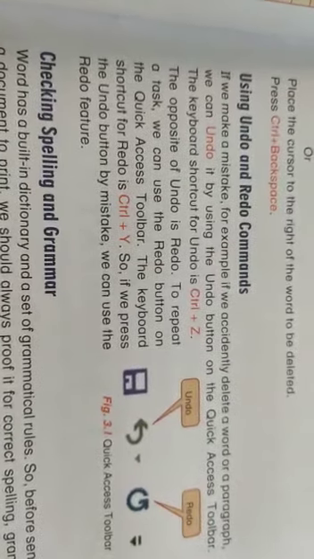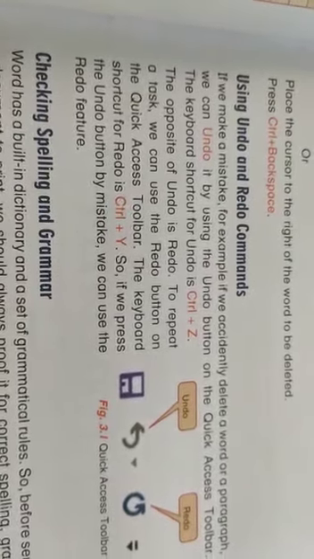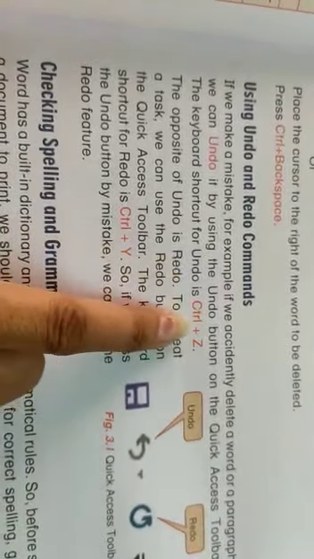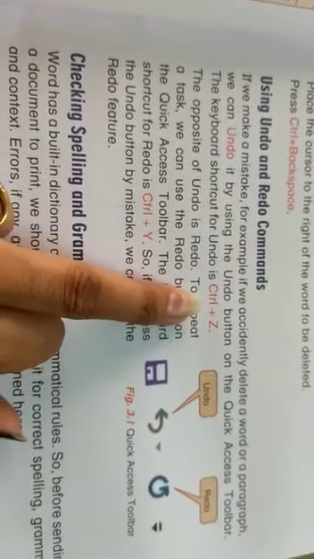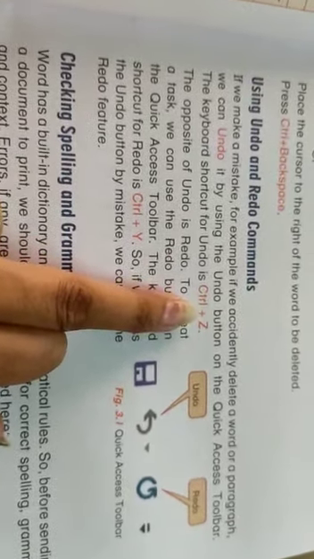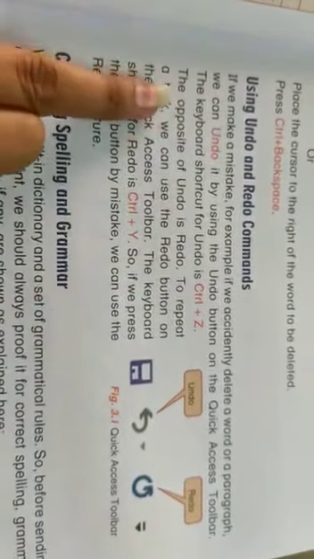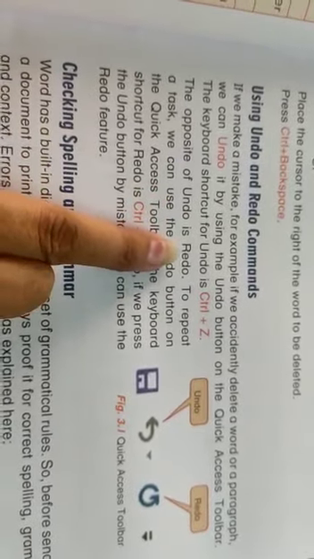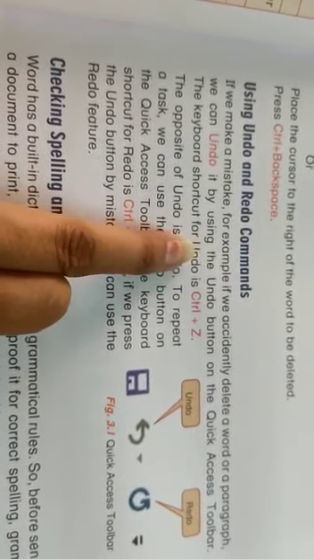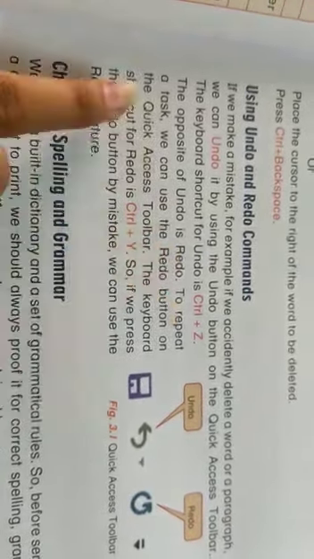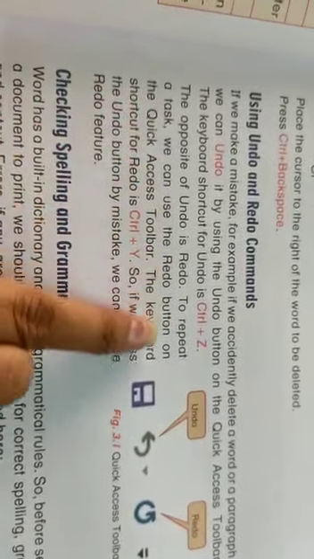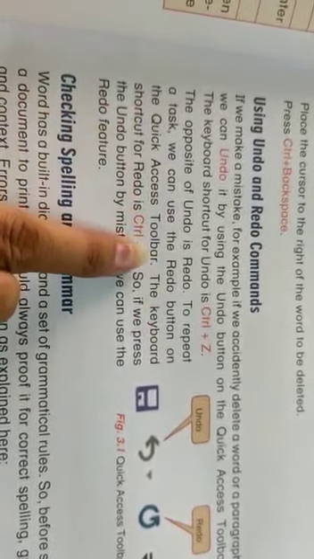The keyboard shortcut for undo is Control Z. You have already learned this last year also. So this is the shortcut for undo, that is Control plus Z. The opposite of undo is redo. What is the opposite of undo? It is redo. To repeat a task, we can use the redo button on the quick access toolbar.